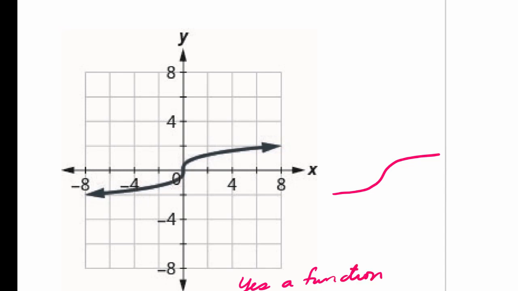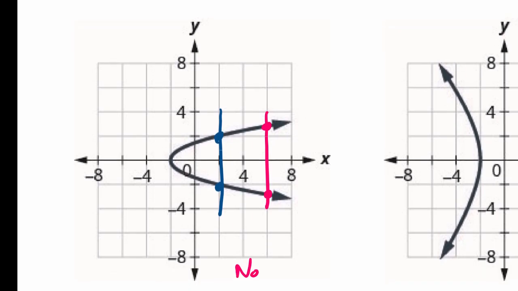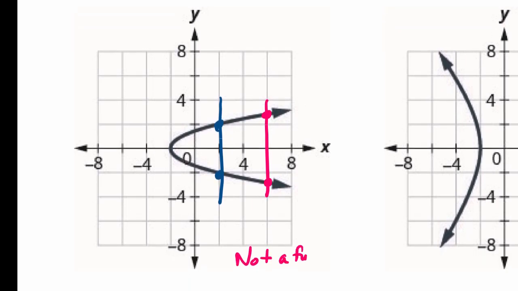Okay, let's do a couple more. Okay, this is another parabola, but this parabola opens to the side. Do you see that? And can we draw vertical lines joining 2 points? I bet you said yes. Here's one. This would join this point and that point right there. Here's another one that would cross through two ordered pairs with the same x value and different outputs. So this is not a function. So the sideways parabola, not a function.